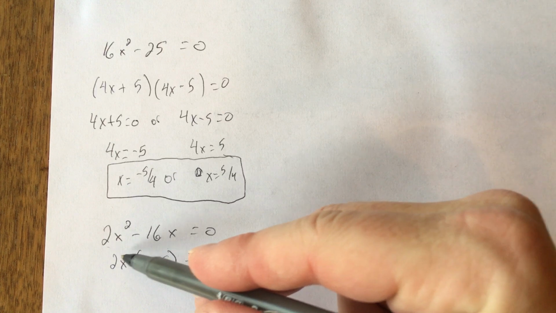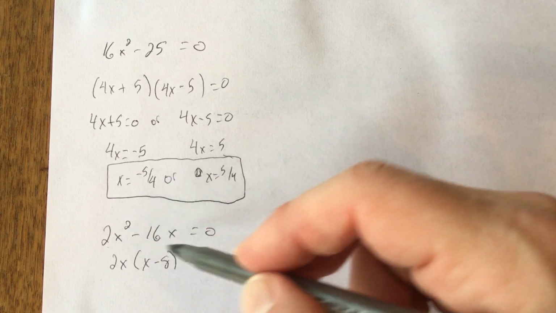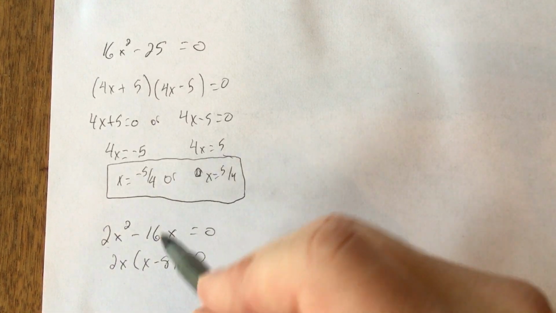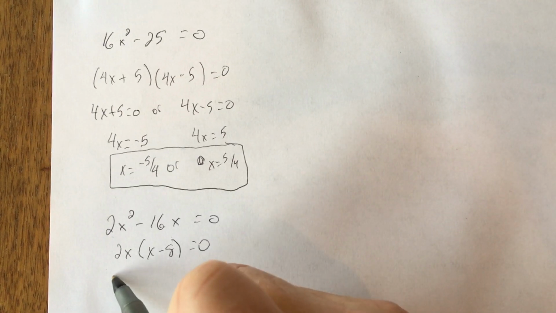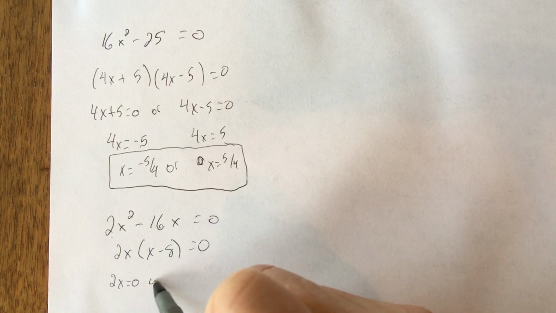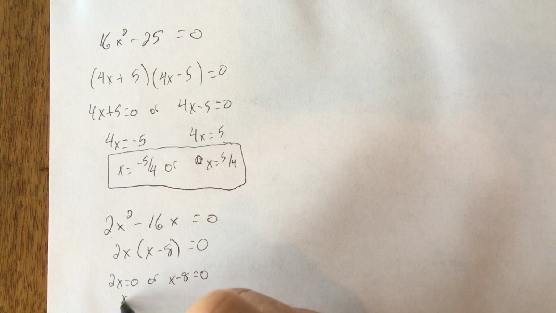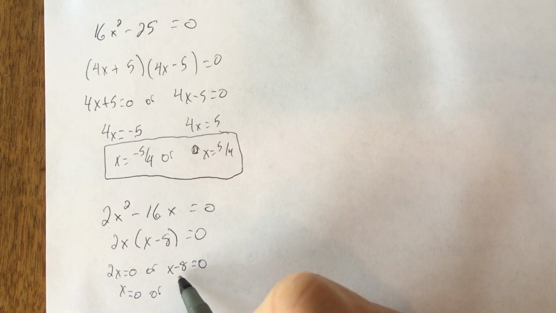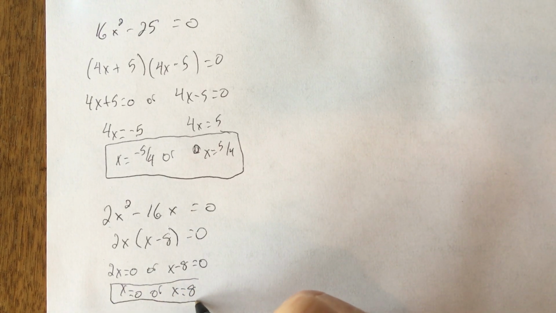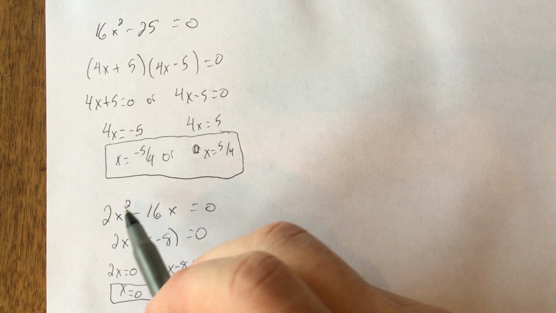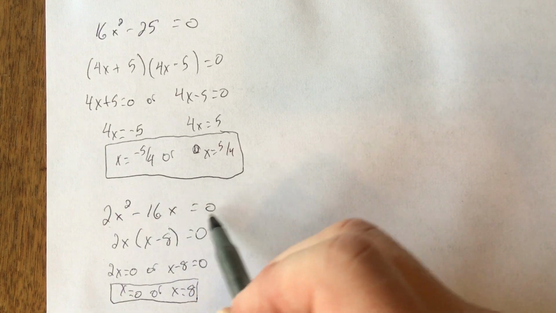So 2x comes out. If I went 2x times x, I'd get 2x squared. If I did 2x times negative 8, I would get negative 16x. So it all kind of checks out. So here's the deal. I still have two things multiplying here to equal 0. So either 2x equals 0 or x minus 8 equals 0. And if I divide by 2, I'll get x equals 0, or if I add 8, x equals 8. So those are my two answers. I can put either of them back up in here. 0 squared is 0. That zeroes this out. 16 times 0 is 0. 0 minus 0 is still 0.